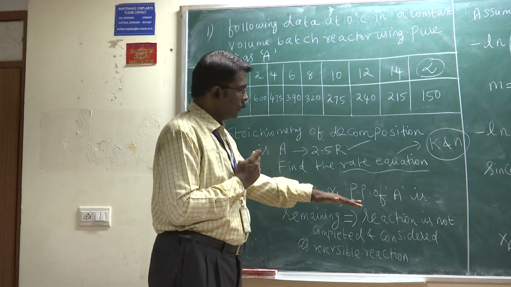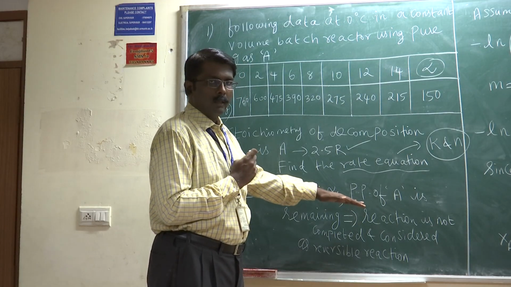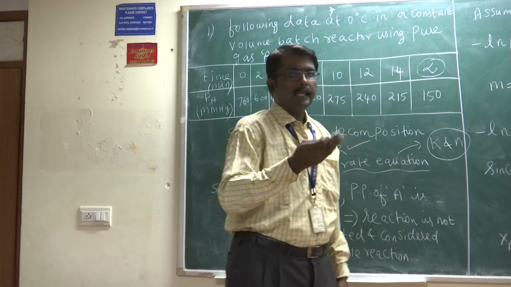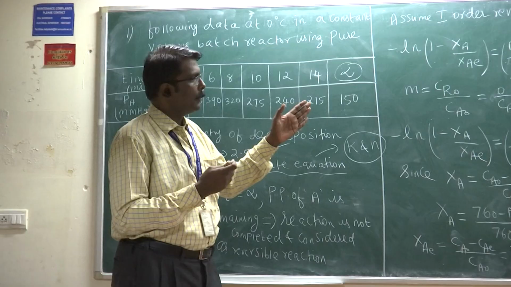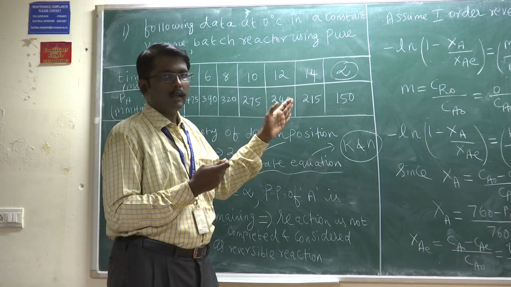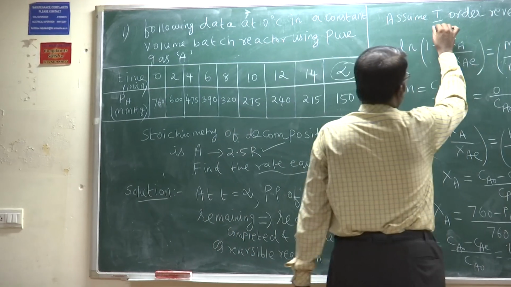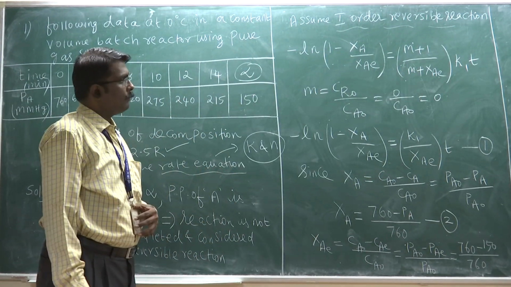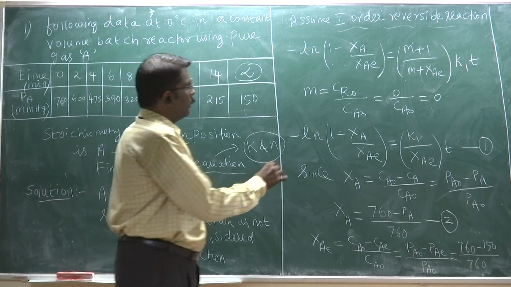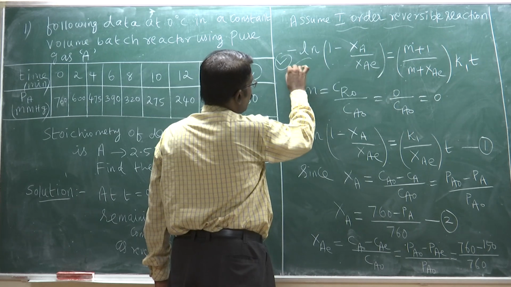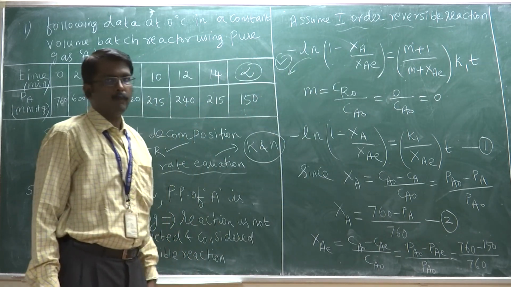If you consider that type of reversible reaction, then reversible type means we can have any order also. So for this case, let us assume that it is a first order reversible reaction. For a first order reversible type reaction, this is the rate equation in integral form. This equation is the rate equation in integral form.